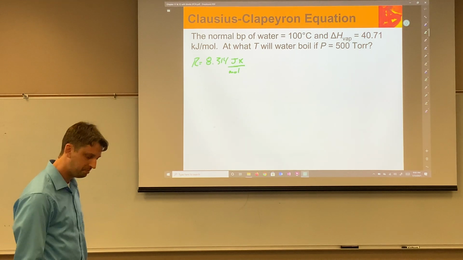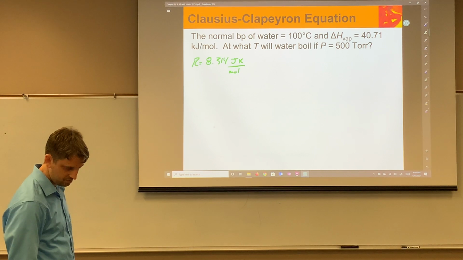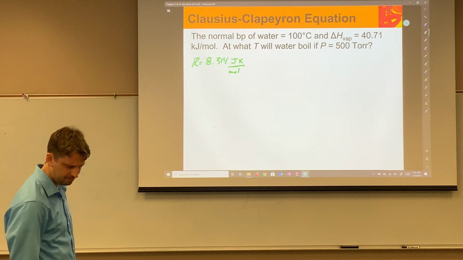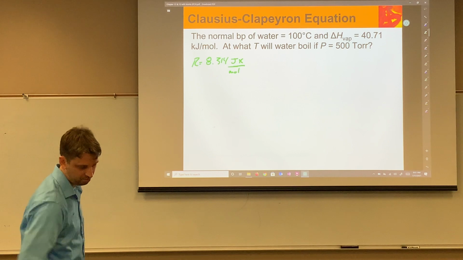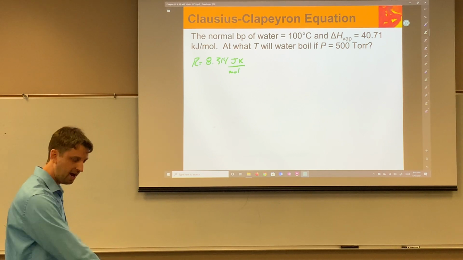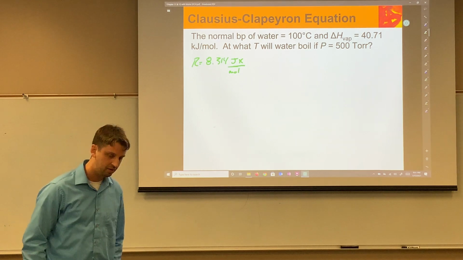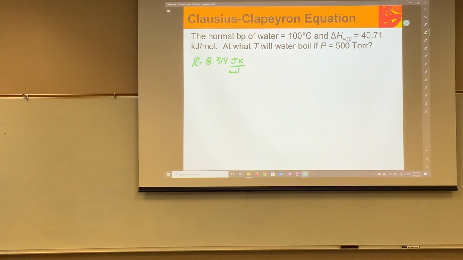What's the question? Are we treating P and C as single constants? Are we just assuming there's a one and two? Notice what I asked you: the normal boiling point is 100 degrees. So at a specific pressure, what's the normal pressure? Didn't I just give that to you in a previous slide?